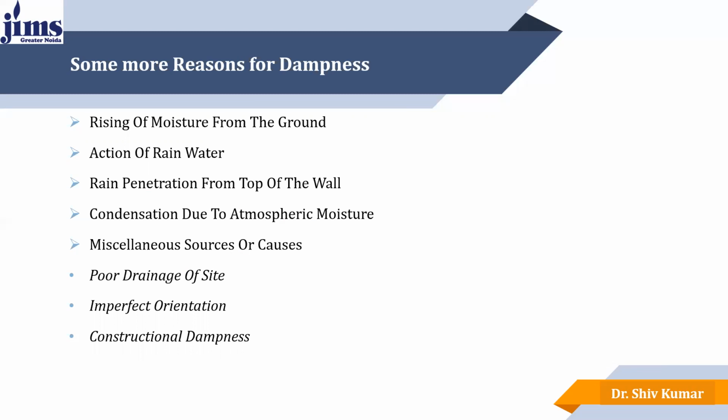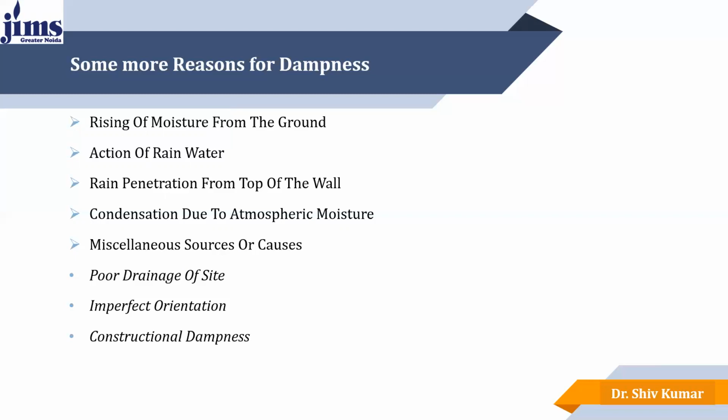Suppose the nearby plot is empty and rainwater is collected in a quantity or it is waterlogged, then definitely moisture or water may penetrate into the wall and may appear on the inner surface of the structure. It may be due to the action of rainwater, or penetration from the top of the wall, known as the parapet wall, condensation due to atmospheric moisture, and miscellaneous sources that may be caused by poor drainage of the site, imperfect orientation.